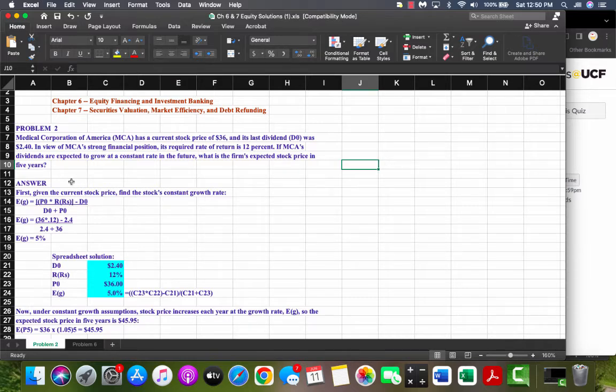It is actually question 1 for you guys. On your spreadsheet, it will say problem 2, but it's the first question in your quiz. So Medical Corporation of America, current stock price of $36, last dividend, and the dividend is D0, was $2.40.